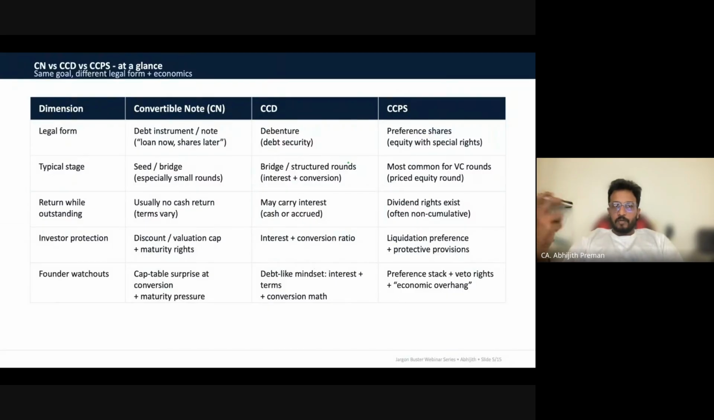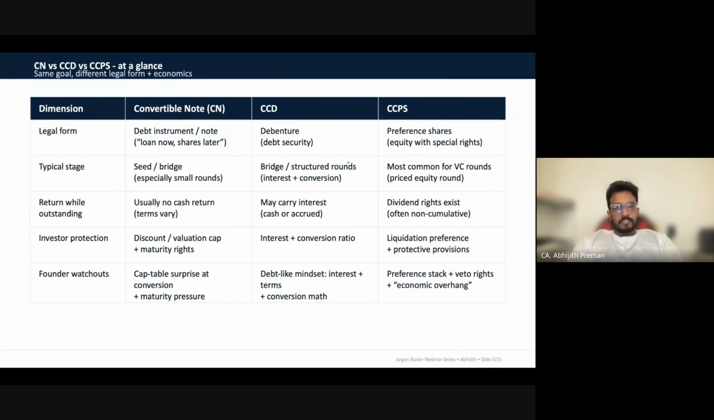Okay, then maturity pressure. So like when the convertible note is going to mature. So if it's a 5-year convertible note, within 5 years, you will either have to convert or repay it back. When you're nearing 5 years and you haven't got much traction, that is going to be a pressure for you. So you need to negotiate those terms upfront properly. Then CCD, it's a debt-like mindset, interest plus terms plus conversion math. Like you'll have to pay interest, like I told, it could be a negligible interest, plus what all are the terms and how it is going to get converted.